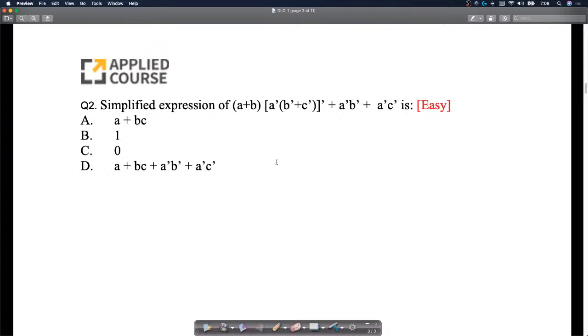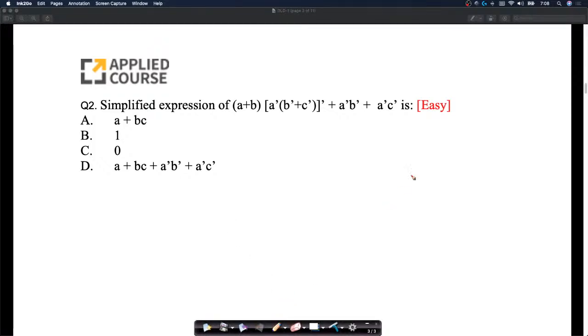Again, just apply the basic logic, basic equations that you learnt in Boolean algebra. You can trivially solve this. Sorry, let me write it clearly.